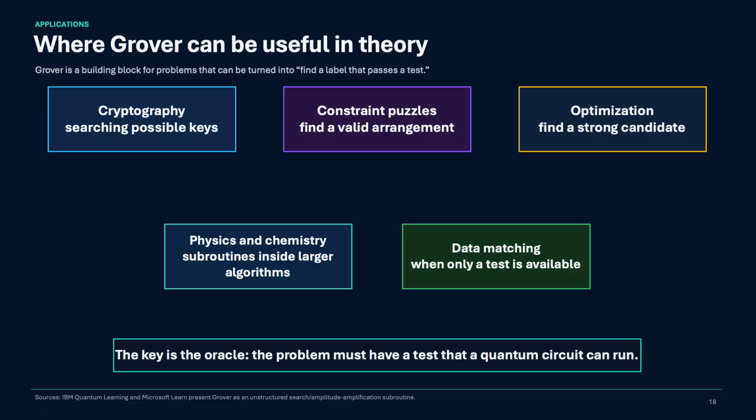The common feature is that we need a test. Given a candidate, can we construct an oracle that says yes, this satisfies the condition, or no, it does not? That is crucial. Grover is not a magic search box into which we dump any database. The problem must be represented in a form that a quantum circuit can evaluate. Maya realizes that the mysterious oracle was never magic. Someone had to design it. And in real quantum computing, designing that oracle can be one of the hardest parts.